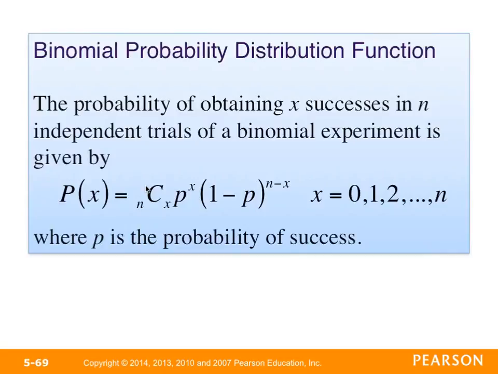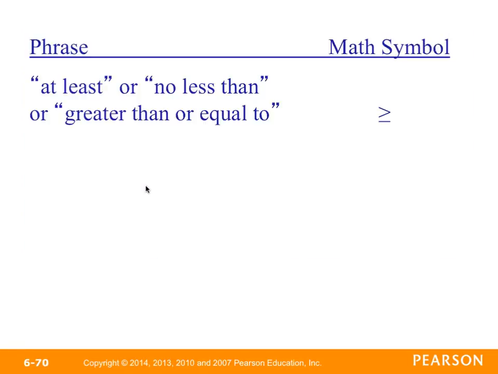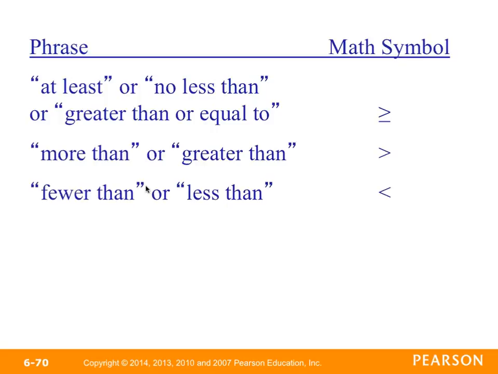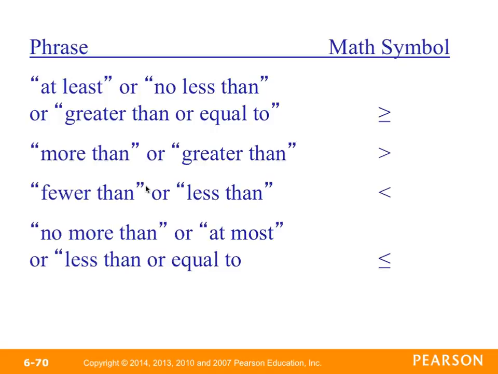Now there is a binomial probability distribution function. You'll notice that this formula is given under the Chapter 6 formulas. So there's nothing wrong with using this. I also want to kind of walk you through how you might do some of this in my math lab. Here are some common phrases and math symbols. This can be found in your textbook as well.